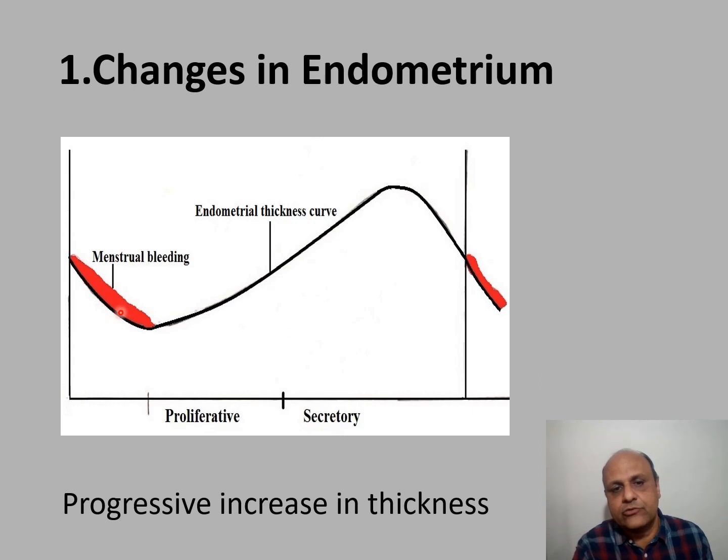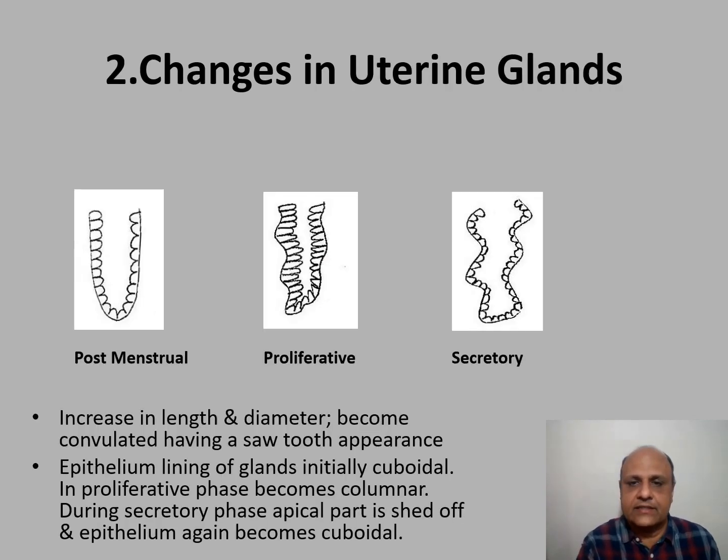So you can see here the menstrual bleeding is taking place here. This is the menstrual phase. Proliferative phase is there, and see how the thickness of endometrium is increasing. And ultimately again, when bleeding takes place, there is a decrease in endometrial thickness.